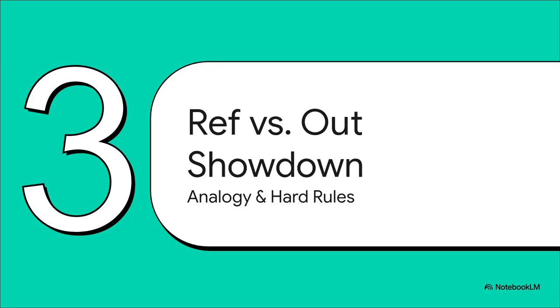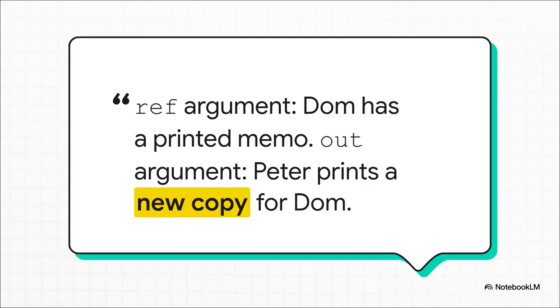Okay, so now that we know when we need them, let's finally have the showdown, ref versus out. And we're going to start with a fantastic analogy that just makes it all click into place. I love this. It just says it all, doesn't it? With ref, you bring an existing memo to the meeting. It might get edited, it might not, but you brought it in. With out, you show up empty-handed and you leave with a brand new memo that was created for you. It's all about the direction the data is flowing.